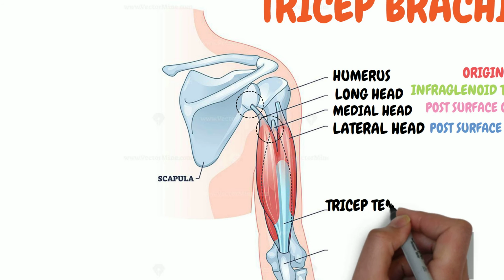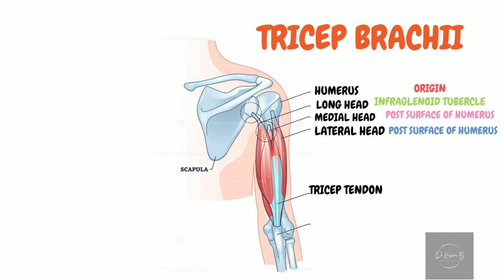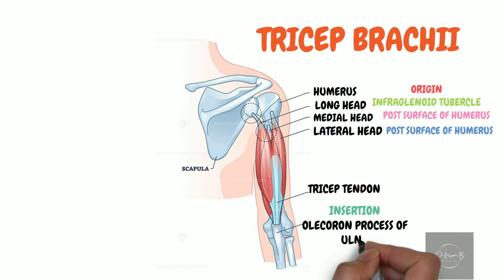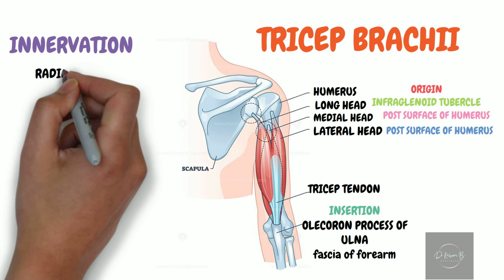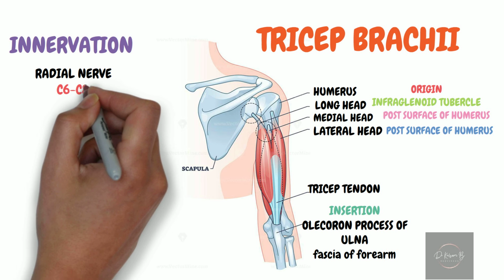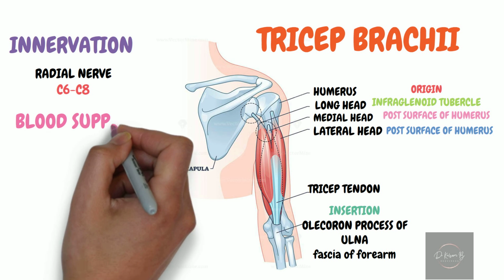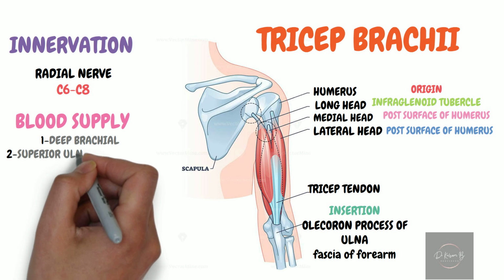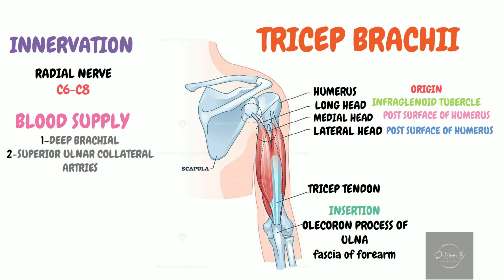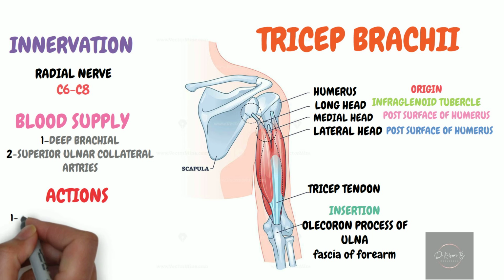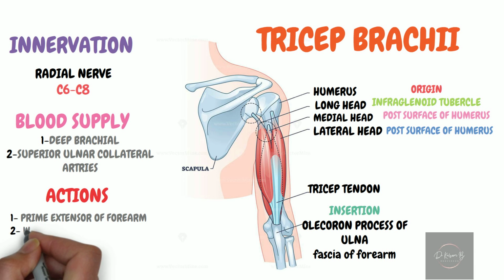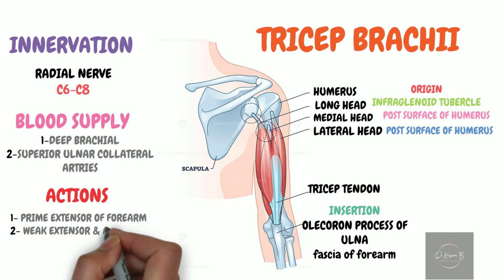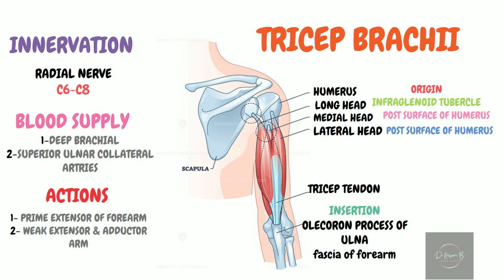All three heads join to form a single tendon which inserts onto the olecranon process of the ulna and the fascia of the forearm. Triceps brachii is innervated by the radial nerve, that is C6 to C8. It receives its blood supply from the deep brachial and superior ulnar collateral arteries. Action: triceps brachii is the prime extensor of the forearm at the elbow joint. Additionally, due to its attachment on the scapula, it also acts as a weak extensor and adductor of the arm at the shoulder joint.